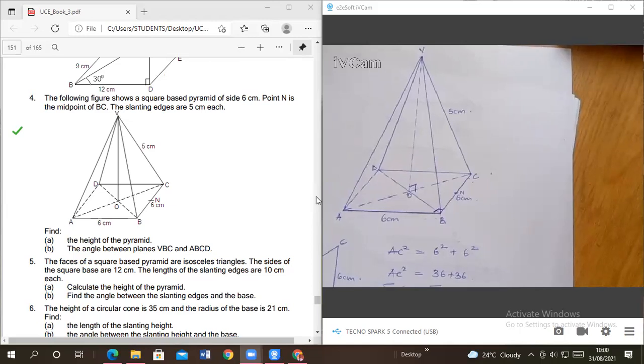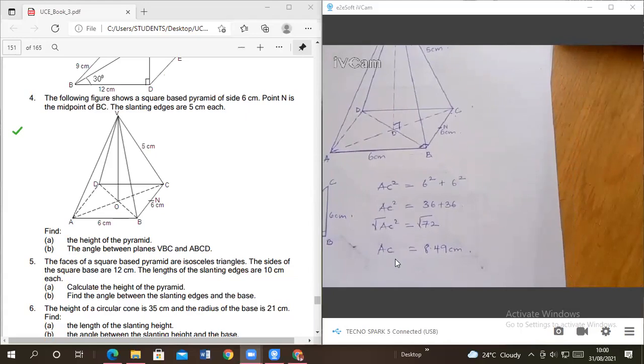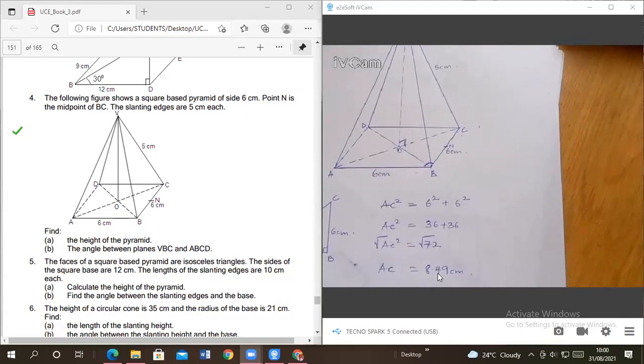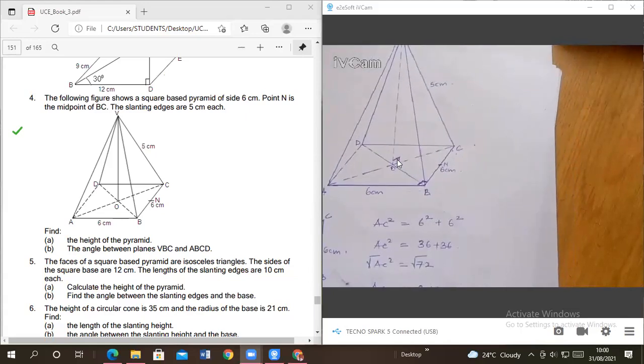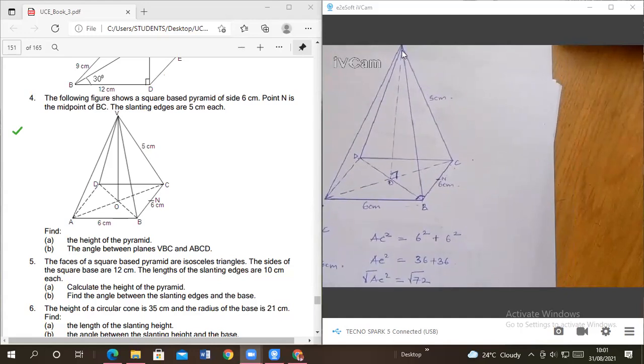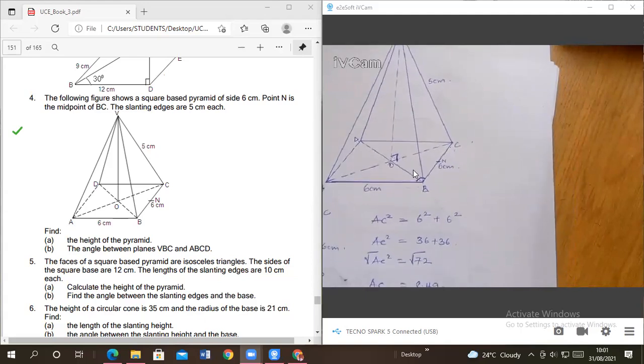Alexandria, what are we going to do next? Patricia, what are we going to do next? Pardon the question. I've said that we have found the SC, which is 8.49. And the question is they're telling us to find the height. We shall say... yes, we shall say.